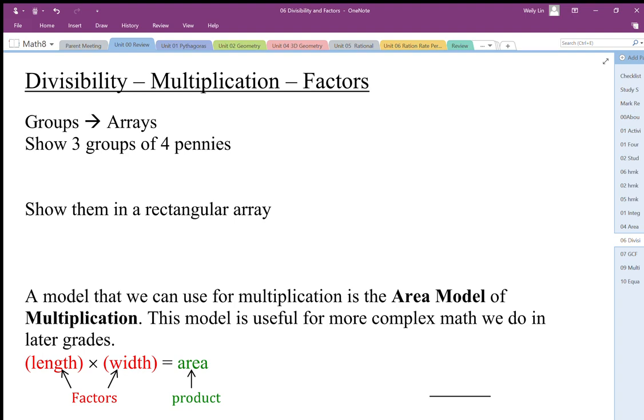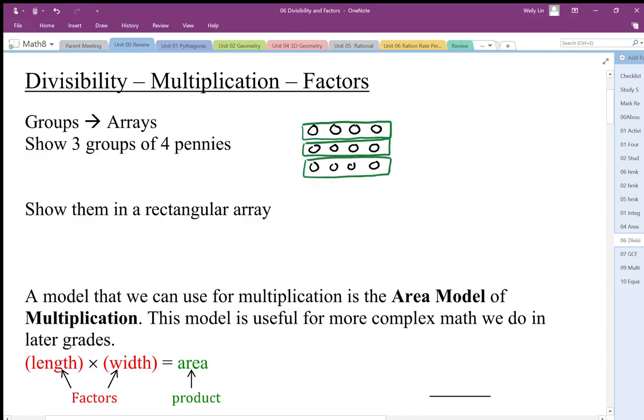One of the ways that we learned how to show multiplication in elementary school was to show them in groups, or what we call arrays. So we can show 3 groups of 4 pennies by showing 4 pennies as one group, another set of 4, and a third set of 4. So we can express these 12 pennies in 3 rows of 4. So here we have 3 groups of 4, or 3 times 4.